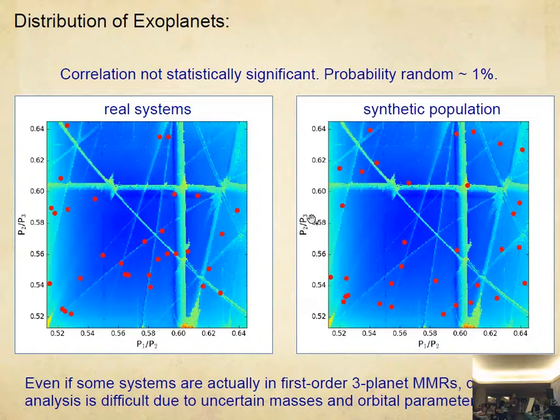So this is not true for the complete population, but it doesn't mean that it may not be true for some of them. However, again, even if some of these are in 3 planet first order resonances, we don't have the masses, we don't have the eccentricities, so finding them, proving they are, is extremely difficult. So, who knows?